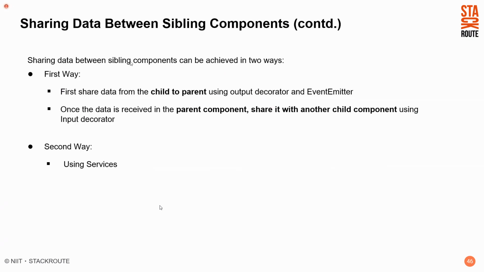Sharing between sibling components can be achieved in two ways. The first way is to first share the data from child to parent. So guys, let's assume I have parent 1. So I have child 1. I have child 2. If I want to pass data from child 1 to child 2, you cannot pass directly. How can you pass?